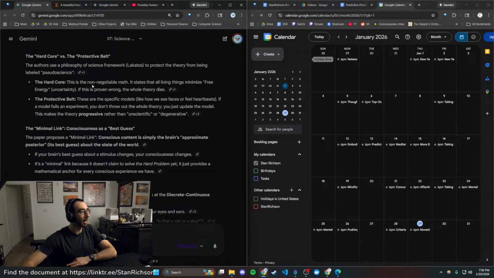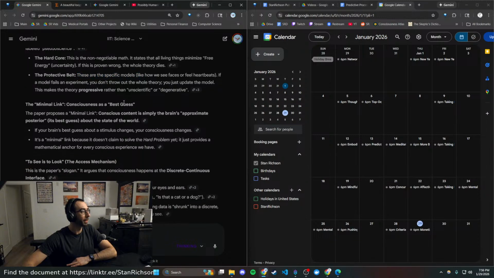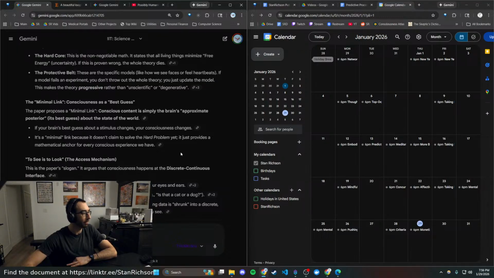Okay, so we've got the non-negotiable math, and then we've got the specific models. The minimal link, consciousness as a best guess. The paper proposes a minimal link. Conscious content is simply the brain's approximate posterior, its best guess about the state of the world. If your brain's best guess about a stimulus changes, your consciousness changes. It's a minimal link because it doesn't claim to solve the hard problem yet. It just provides a mathematical anchor for every conscious experience we have.